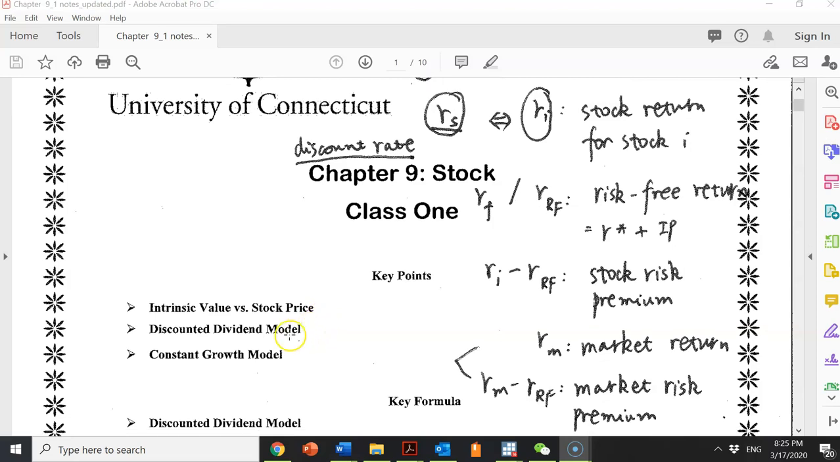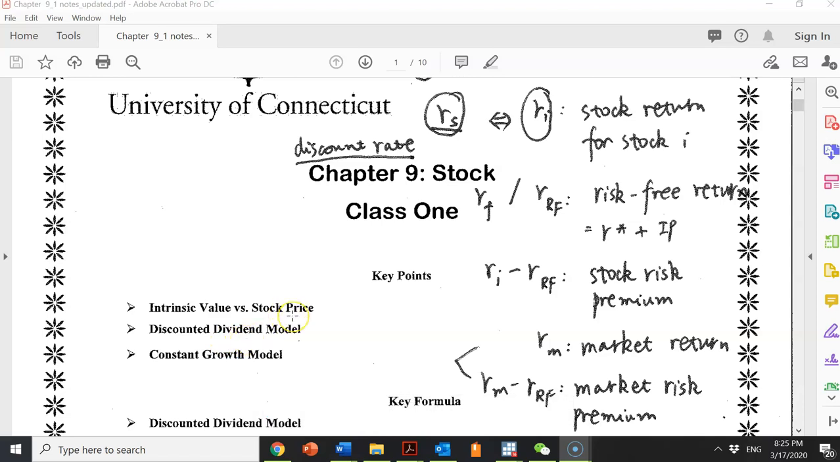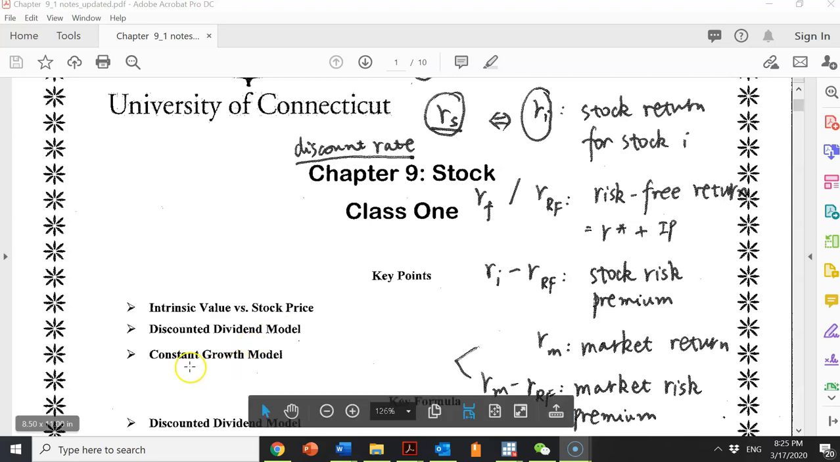And for class 1, we're gonna introduce the first model to estimate stock price, which is called discounted dividend model. And you can tell by its name that we will discount all the dividends of the stock to present to get the stock price. And in class 1, we will have constant growth model version of this discounted dividend model, where we assume that all the dividends have constant growth rate.